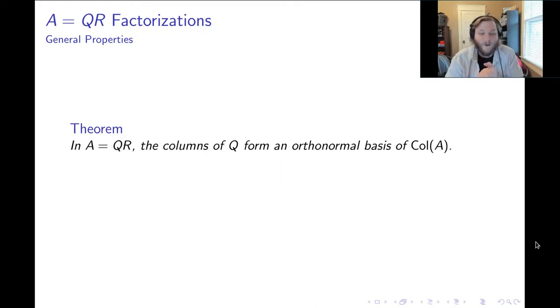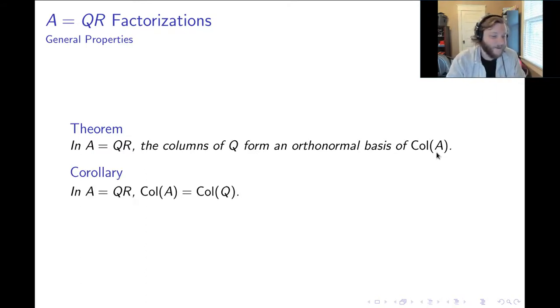So how does this help? Well, another consequence of a QR factorization is that when A is Q times R, the columns of Q always form an orthonormal basis of the column space of A. So if you're studying A equals QR and you want a basis of the column space of A, you could just rip out the columns of Q, and that gives you an orthonormal basis of the column space of A. And one corollary now is that if A is equal to QR, the column space of A is equal to the column space of Q.